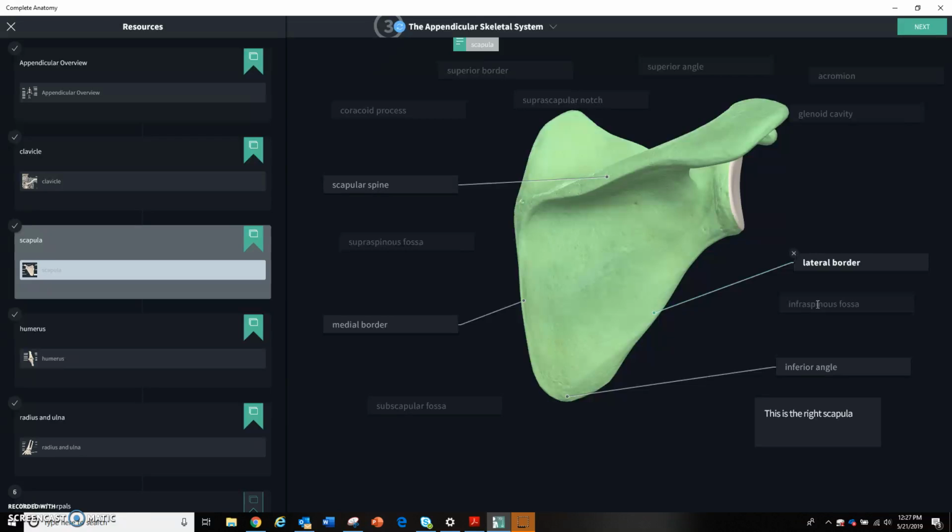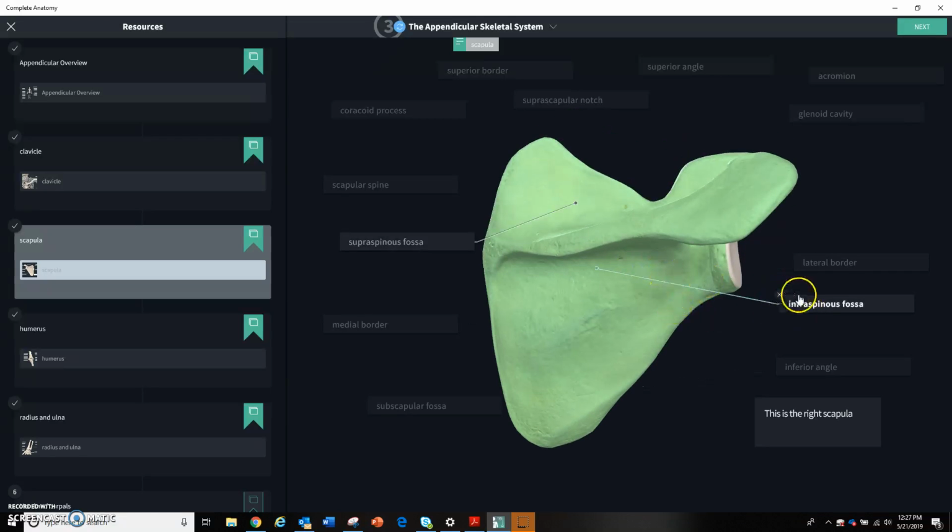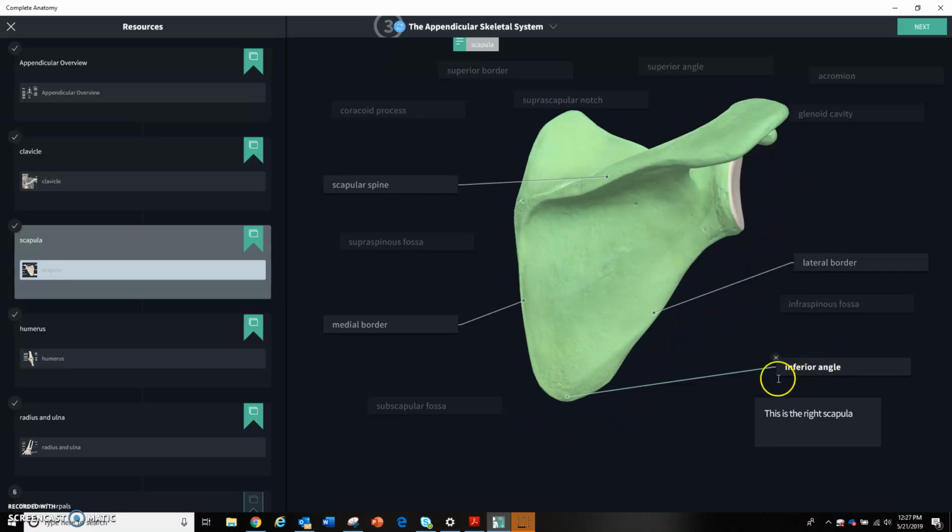The infraspinous fossa. Okay, so infraspinous kind of means within the shadow of, or underneath something. So this is the spine right here. So infraspinous means this whole area underneath the spine. This whole area is the infraspinous fossa. Fossa is kind of like a depressed or carved out area, like kind of like a bowl almost. Then we have the inferior angle. So inferior, again, anatomical terms, bottom. So this curved portion is the inferior angle.